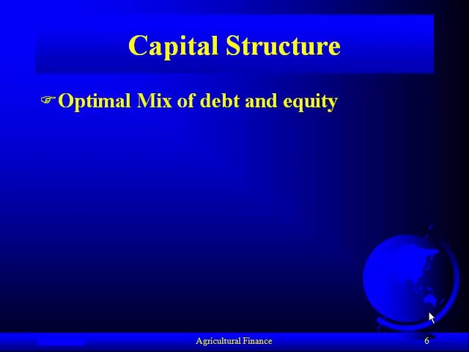The question is how do we get this optimal mix of debt and equity? Do we have 50% of our assets financed with debt and 50% with equity? Or do we want 20% in equity and 80% in debt?